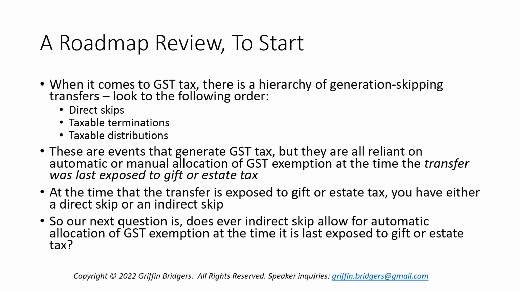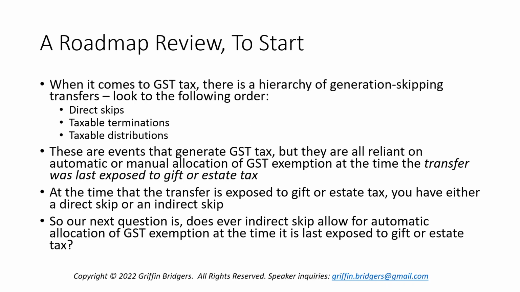So all of these are events that generate GST tax, but they're all reliant on automatic or manual allocation of GST exemption. This goes back to the timing issue, that the biggest problem is the deferred nature of GST transfers, especially when a trust is allocated or when a trust is created. So you usually have to look back in time to when the transfer was last exposed to gift or estate tax. At that time, that's when the code calls for automatic or manual allocation of GST exemption, which I want to remind you again is elective.